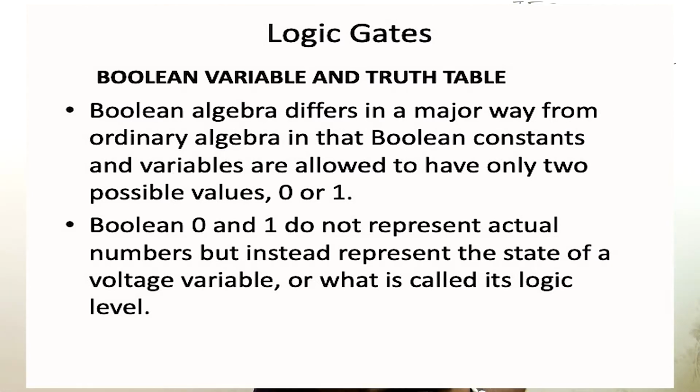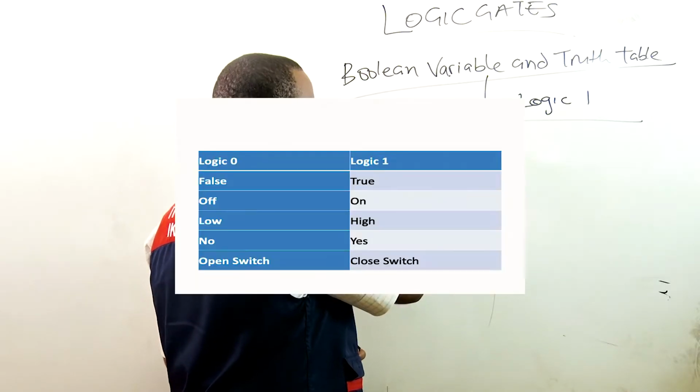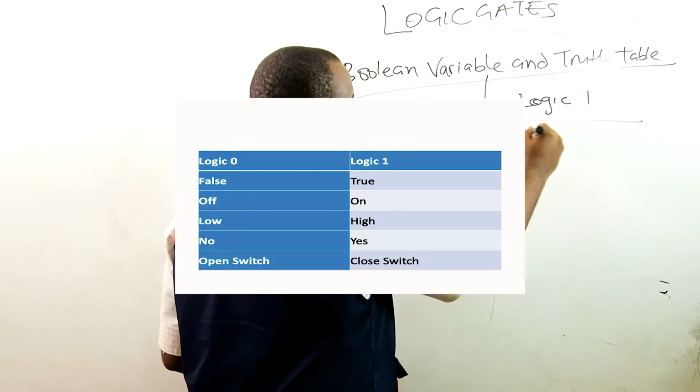What are Boolean variables? Boolean variables are zeros and ones. These zeros and ones do not represent the actual numbers, but instead they represent the state of a voltage variable, or what is called its logic level. So we call it logic 0 or logic 1. We shouldn't see it as ordinary 0 or 1. This 0 could mean something like off, and 1 is for on.